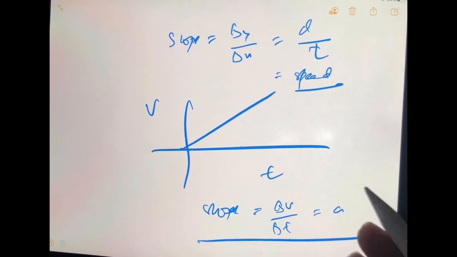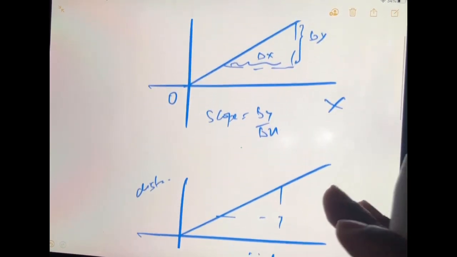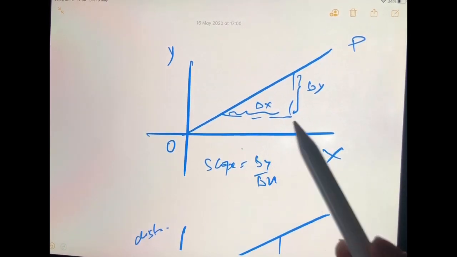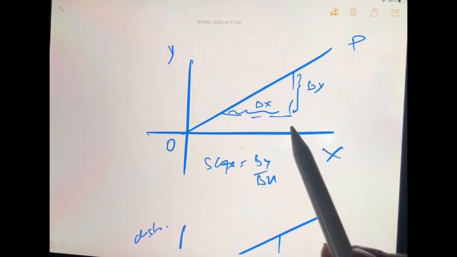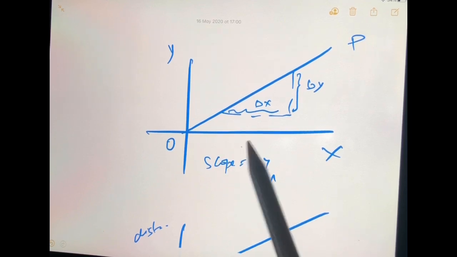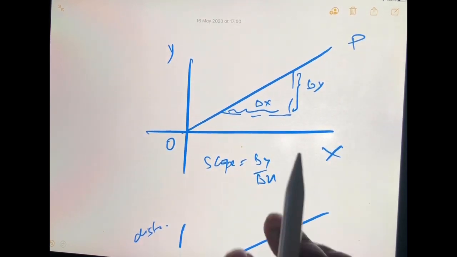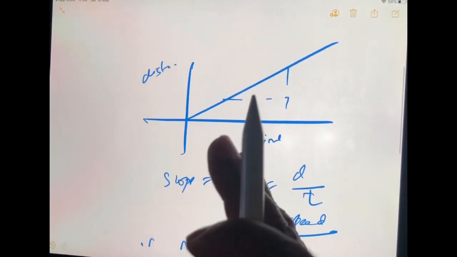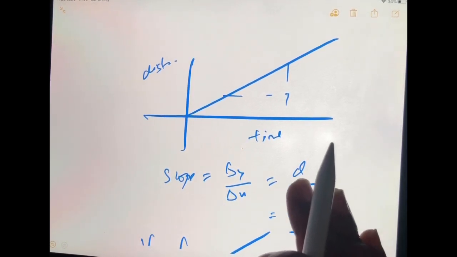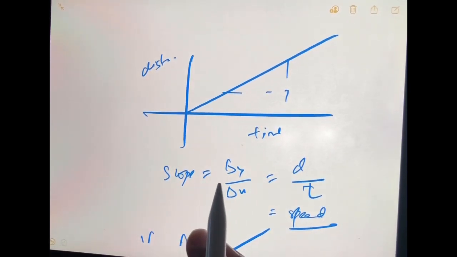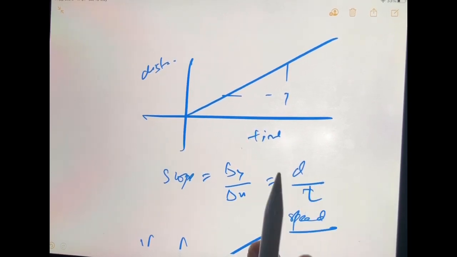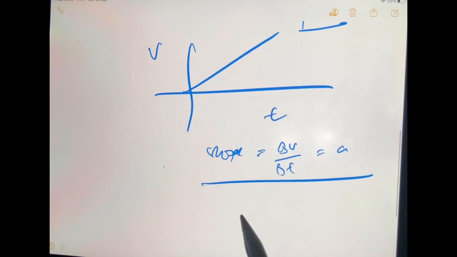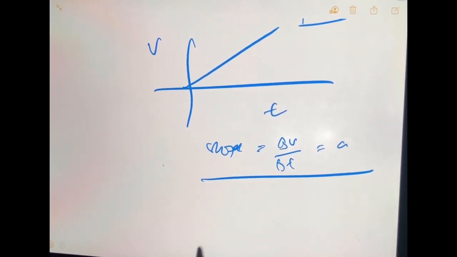Just to repeat that, the slope of any graph is the ratio of the change in y to the corresponding change in x. And in your syllabus, if you have a distance-time graph, then the slope will be change in distance upon change in time, which is the speed. And the slope of a velocity-time graph would give you the acceleration. This is just a basic idea. Now we'd like to develop these points further.